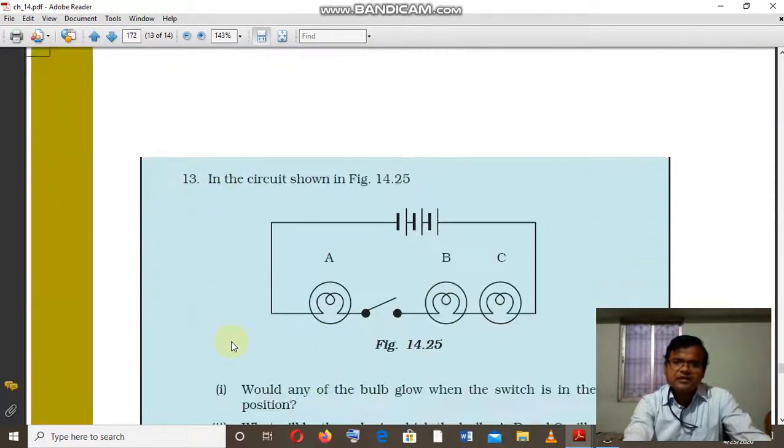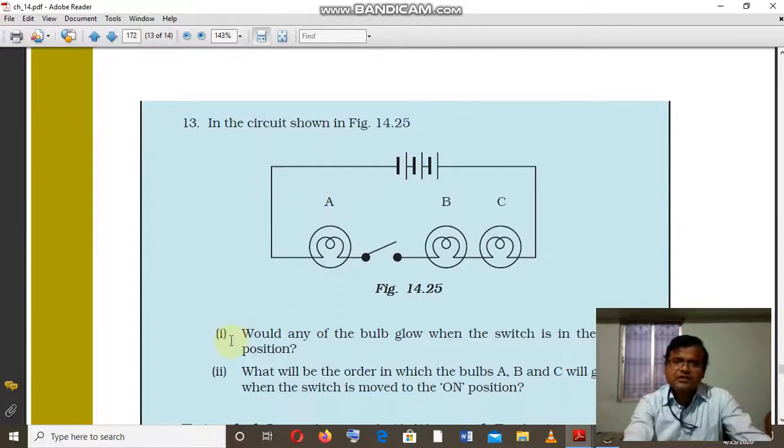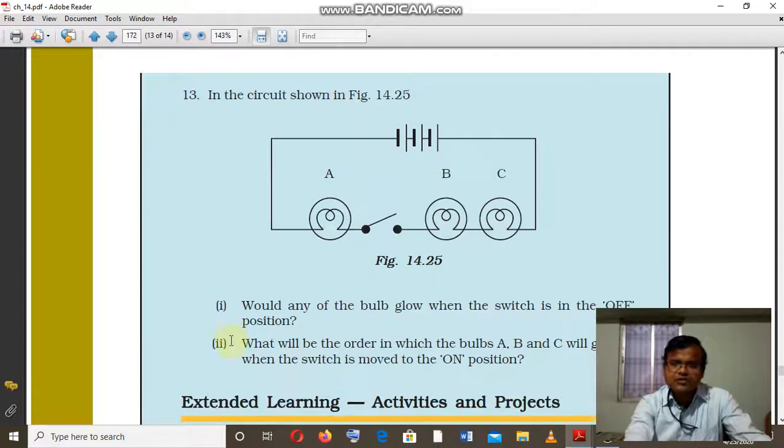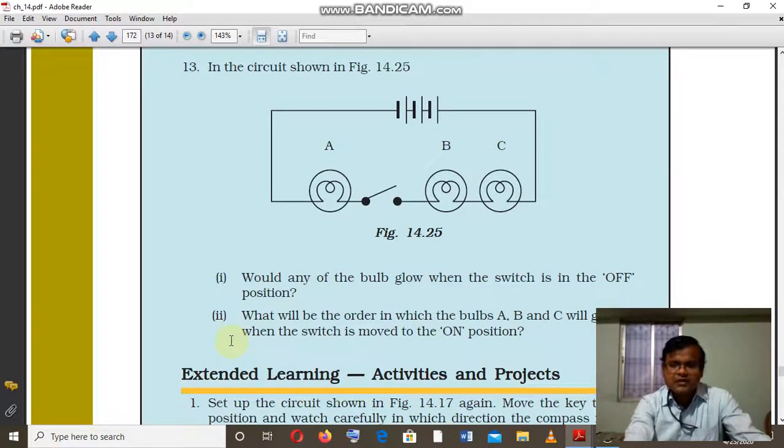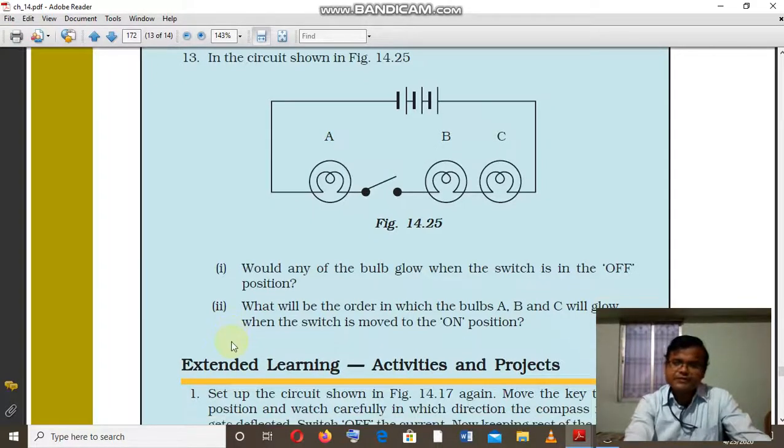Question number 13. In the circuit shown in 14.25, there are three bulbs, A, B, C, and a battery. Would any bulb glow when the switch is in the off position? No. The circuit is not complete, so no bulb will glow. In what order will A, B, C glow when the switch is in the on position? As soon as the switch is on, all the three bulbs will glow together.